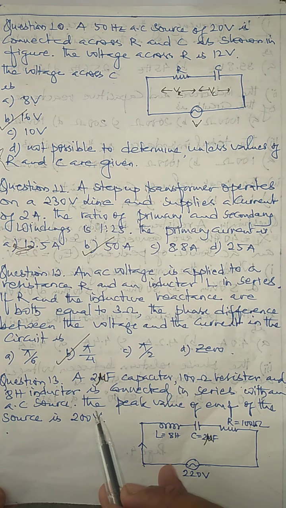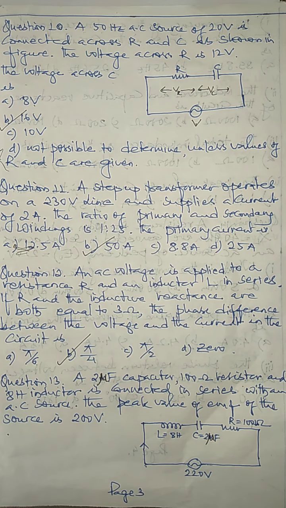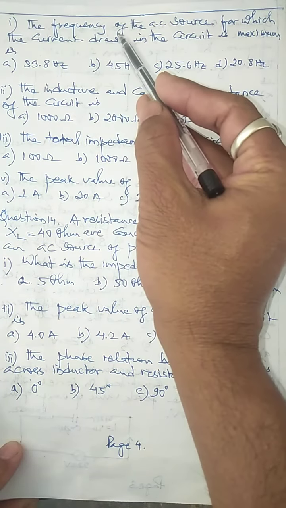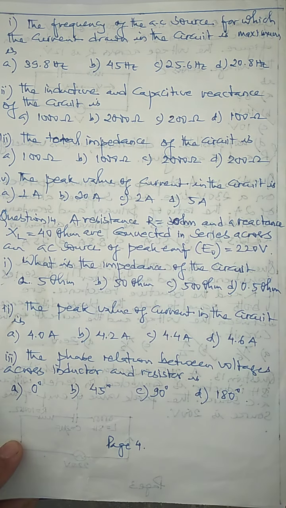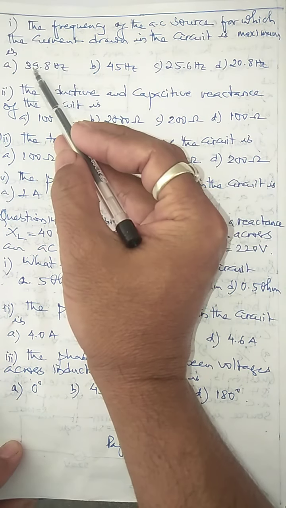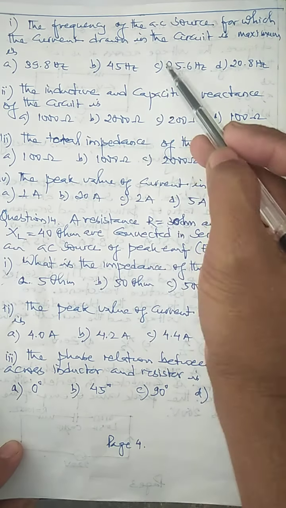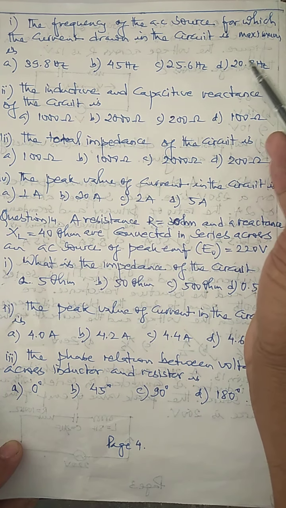Then the question says that the peak value of EMF or the voltage of the source is 200 volt. Now with reference to this question, we need to solve the different parts of the question. The first part says: find the frequency of the AC source for which the current drawn in the circuit is maximum. The options are A, 39.8 Hertz, option B is 45 Hertz, option C is 25.6 Hertz, and last option D is 20.8 Hertz.